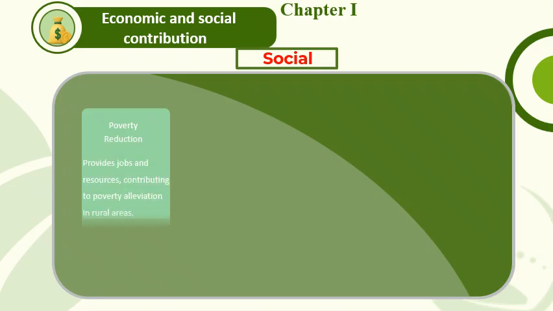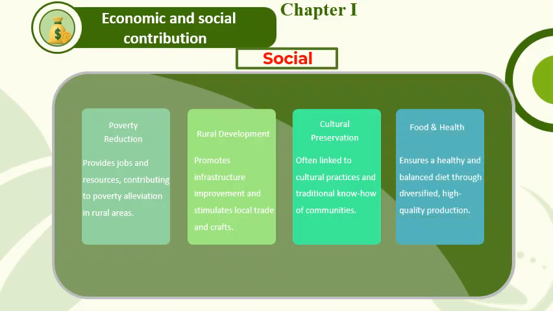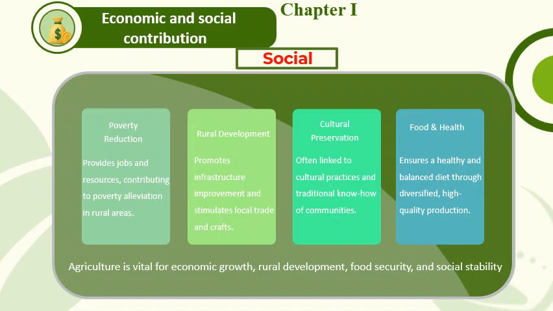Besides its economic role, agriculture also has a strong social contribution. It helps reduce poverty by creating jobs and providing resources in rural areas. It also promotes rural development through infrastructure improvement and the stimulation of local trade and crafts. Moreover, agriculture helps preserve cultural tradition and supports food and health through diversified and quality production. For this reason, agriculture is not only an economic activity but also a pillar of social stability.